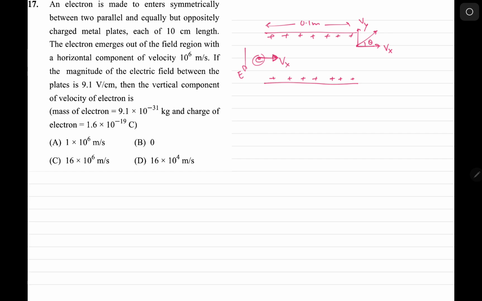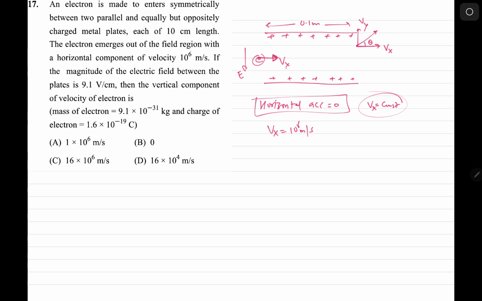Okay, the electric field is perpendicular to that velocity. So why I'm saying this Vx: because in the horizontal direction, horizontal acceleration is 0. That means the velocity will remain constant. So Vx is constant. Okay, so if it enters with Vx, it will come out with Vx in the horizontal direction. So Vx is given as 10 to power 6 meter per second.